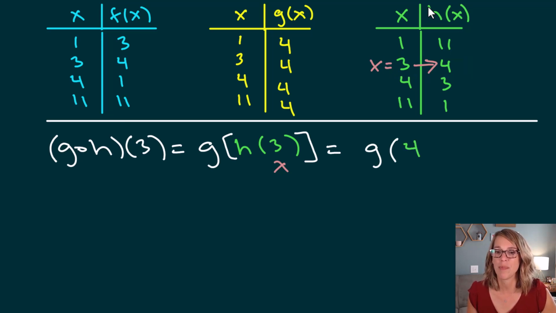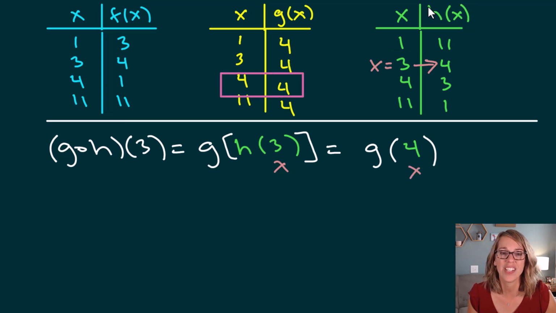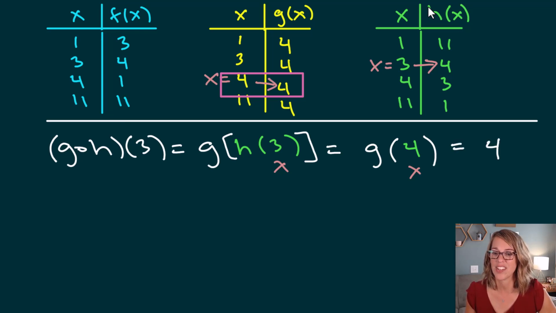Now 4 is going to be my x value. Okay, so 4 is my x value. Let's go over to g's table. There's where x is equal to 4. It gets matched to a 4, and that's my last step. So my answer here is a 4.